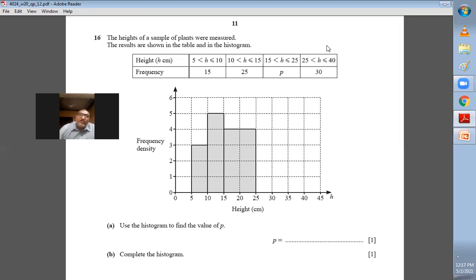The frequency of the last class is 30 and the class width will be 40 minus 25, which is 15. So frequency divided by class width is 30 divided by 15, that will be 2. So I will draw a histogram bar here from 25 to 40 with frequency density 2. So I will draw it like this. Let me show you. I hope you understand.